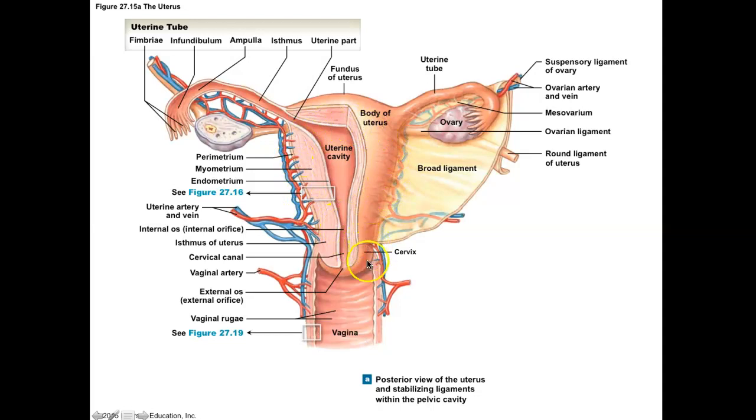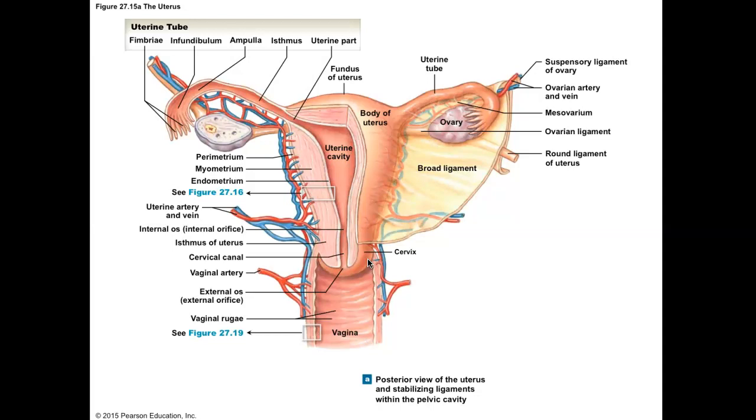The cervix is this distal end where it narrows. Actually, the narrow portion is called the isthmus of the uterus. And then the cervix is what goes into the vagina. It faces the vagina, and it protrudes into the vagina.